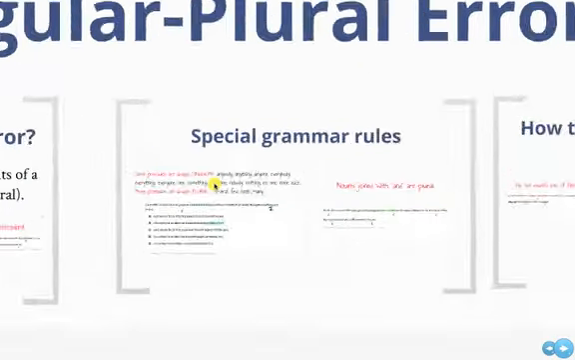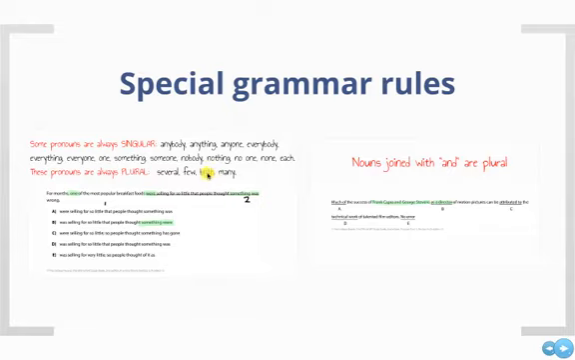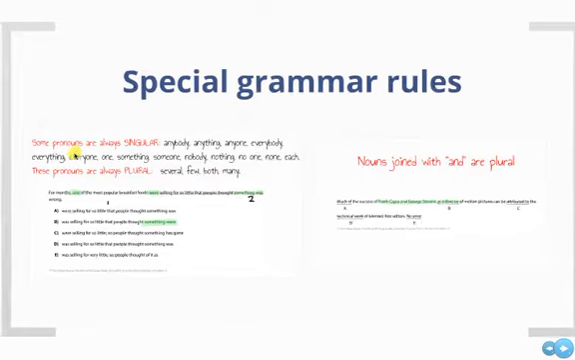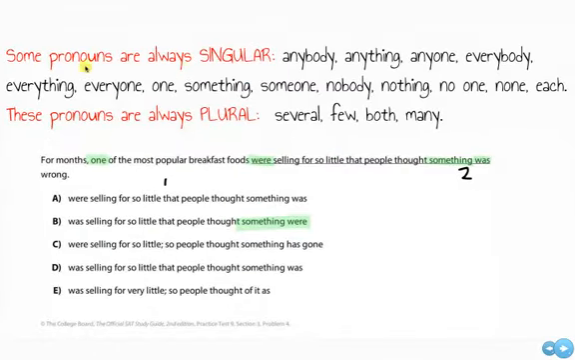So we talked about what is a singular-plural error, and now let's talk about some special grammar rules. First, you have to remember that some pronouns are always singular, and others are always plural, and these are some tricky pronouns that might confuse you. For example, everybody. You would think that everybody might be plural, but it's actually singular.